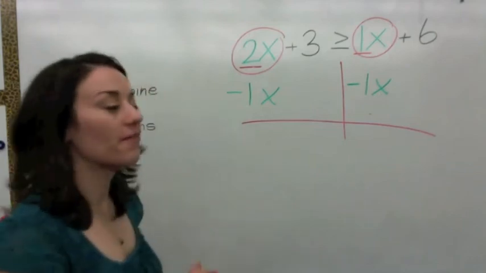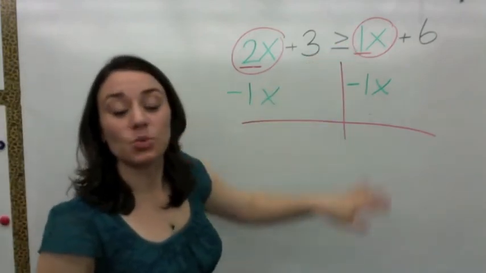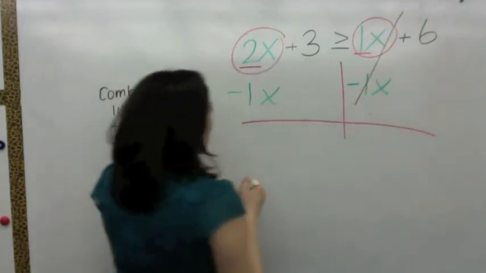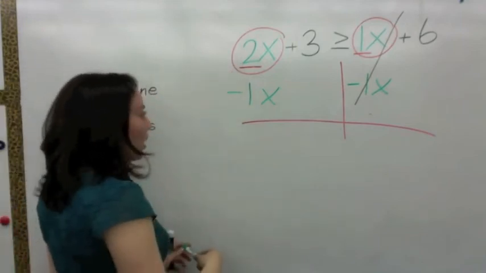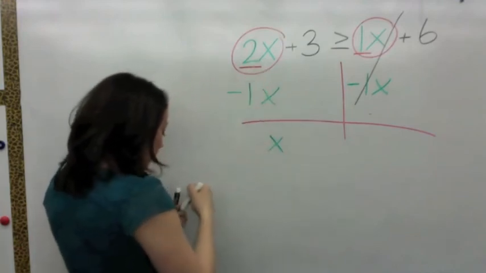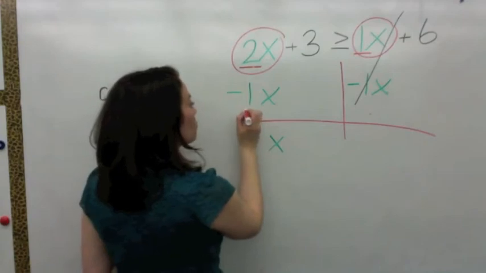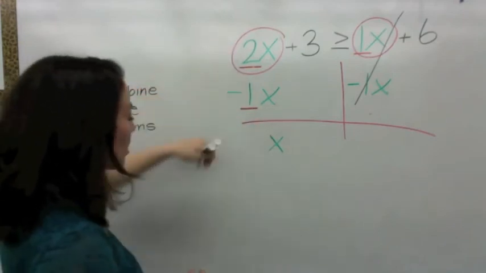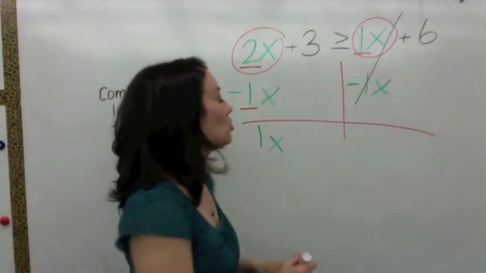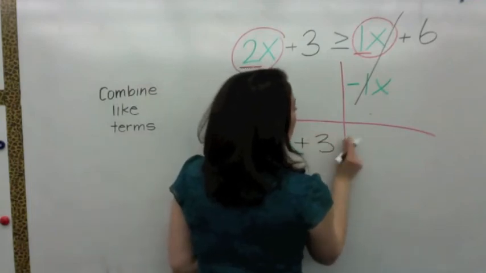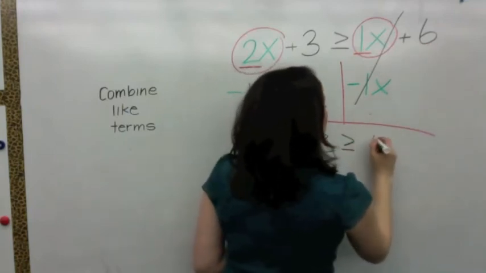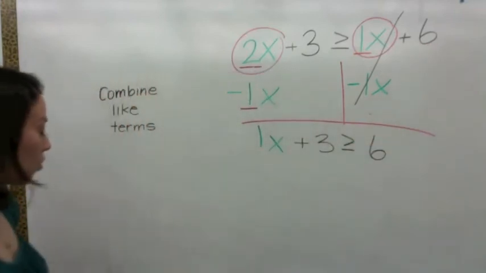Okay, so let's work with the terms first. 1x minus 1x make 0. Very nice. They do make 0. What about 2x minus 1x? Remember, the x's stay the same. But look at the coefficients. That's right. So what is 2 take away 1 is 1x. Very nice. Now we can work with the numbers. So go ahead and bring down the positive 3. Bring down the inequality. Greater than or equal to what? 6. Very nice.